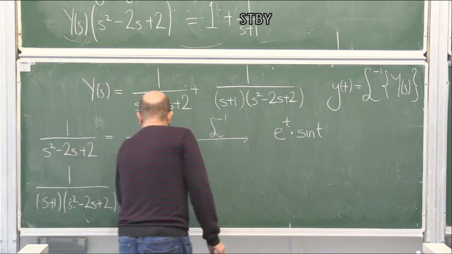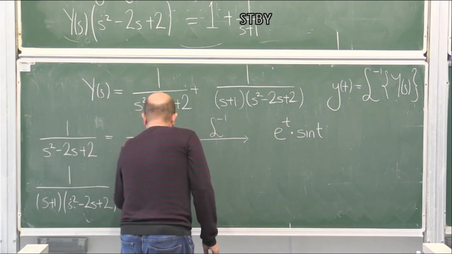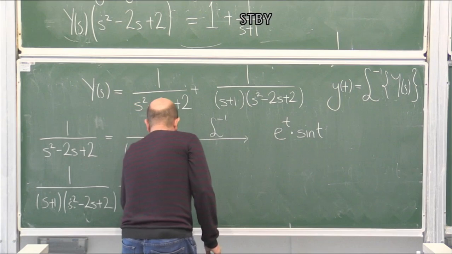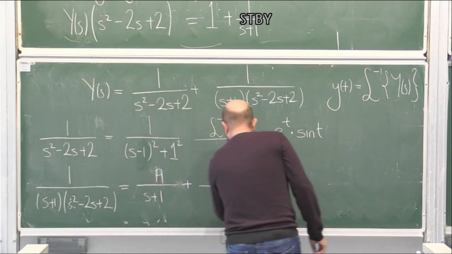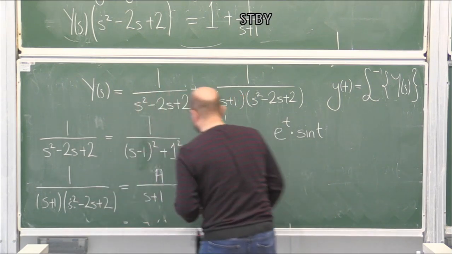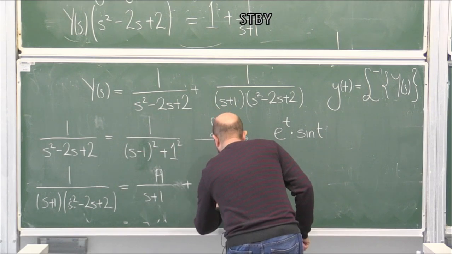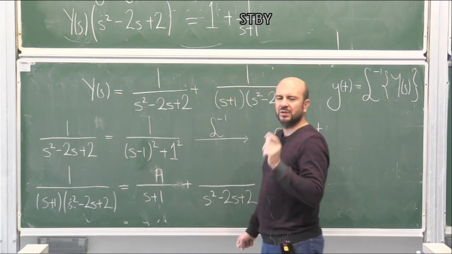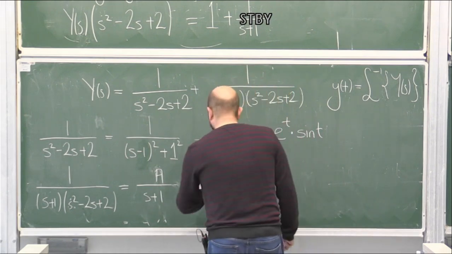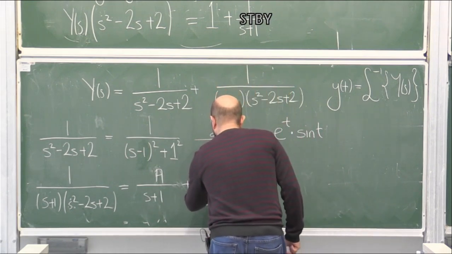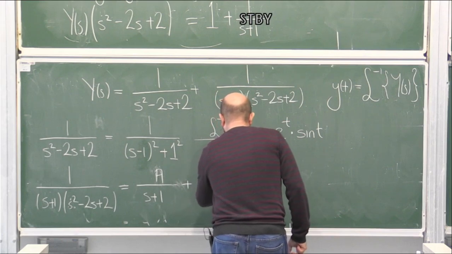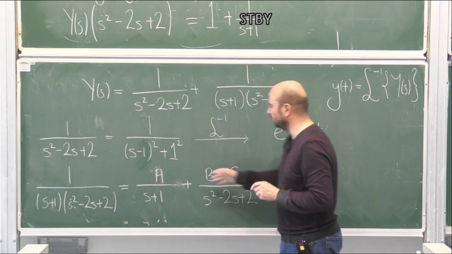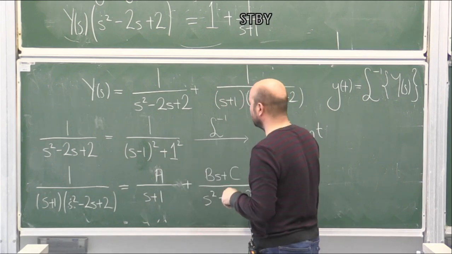Let me write this. A over s plus 1 plus, since this quadratic cannot be factorized, I have to write s squared minus 2s plus 2, and in the numerator there must be a degree 1 polynomial, which is bs plus c. Now I have to compute a, b, and c, which will give us the equality. So what are we going to do?